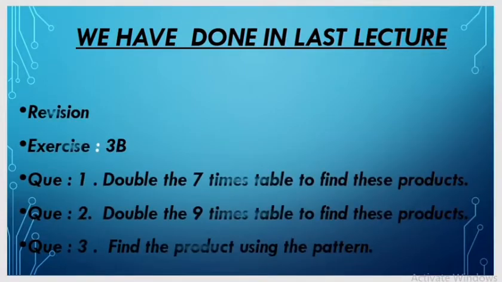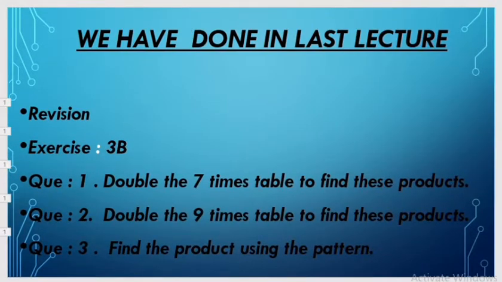I hope you remember, students, what we did in the last session. First of all we did the revision, then exercise number 3B. Question number 1, double the 7 timetables to find this product. Then double the 9 timetables to find these products. And question number 3, find the product using the pattern. But only 2 sums we did in the last session.